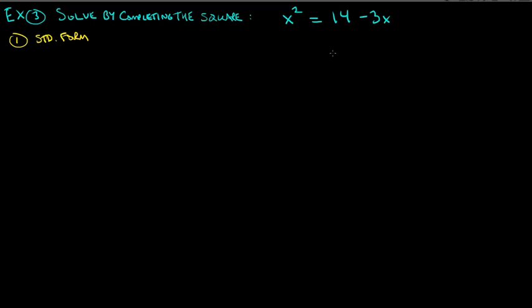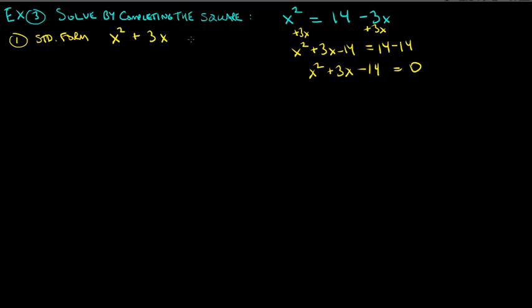So what do we need to do? We need to add the 3x to both sides. And then we get x squared plus 3x equals 14. Now we're supposed to subtract the 14 from both sides as well to put it in standard form, although you'll see later that we're just going to undo that in a minute. So here it is in standard form: x squared plus 3x minus 14 equals 0.